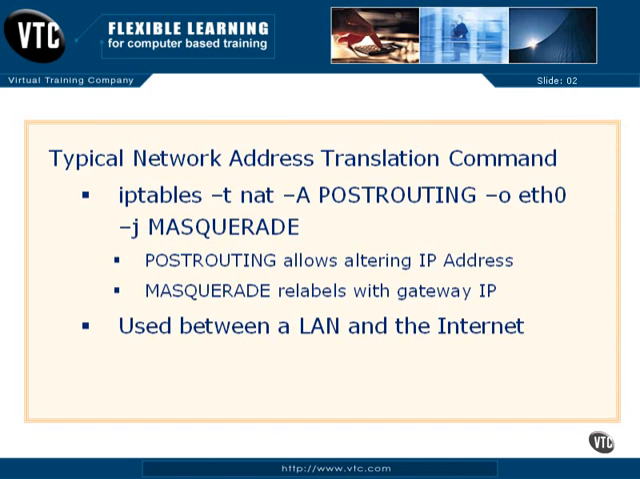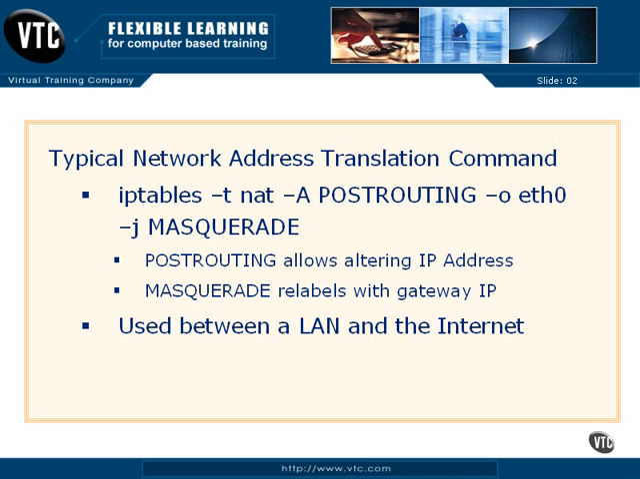A typical masquerading iptables command looks like the following. The -t nat specifies network address translation. The -A POSTROUTING label appends and allows the altering of the IP address as it leaves the router through the network device as defined by -o eth0, the first Ethernet card. Substitute accordingly if you have a different outgoing network device.